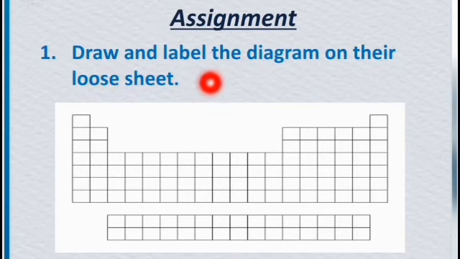Draw and label the diagram on your loose sheets. I hope students you all have understood the concept very clearly.